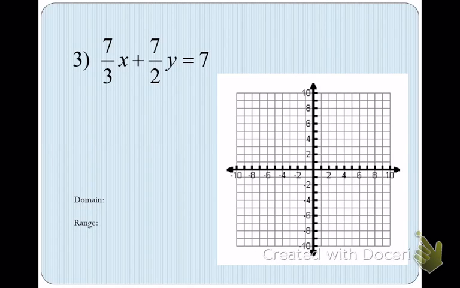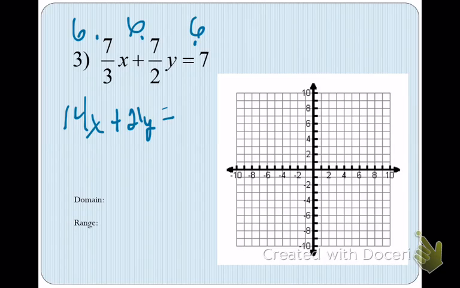Okay? So clear fractions, what do we mean? We mean multiply through by the least common denominator. And the least common denominator for all these denominators is going to be 6. So we're going to multiply this by 6, and this by 6. So we get 6 times 7 is 42, divided by 3 is 14. 6 times 7 is 42, divided by 2 is 21. And 6 times 7 is 42, nothing to divide into there.